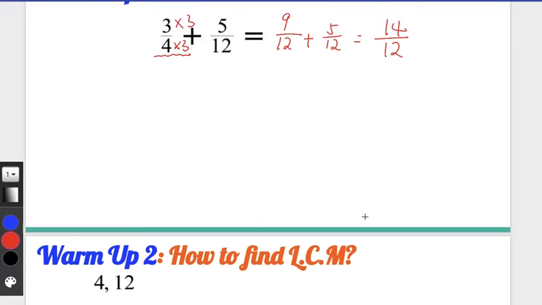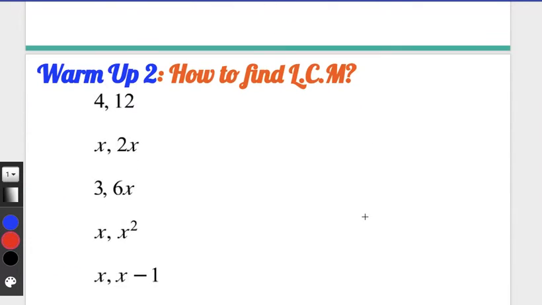Let's check the next one. The second warm-up is something we have to recall: LCM. LCM stands for least common multiple. When we say multiple, one thing I need to remind you of, for example, 2 and 3.